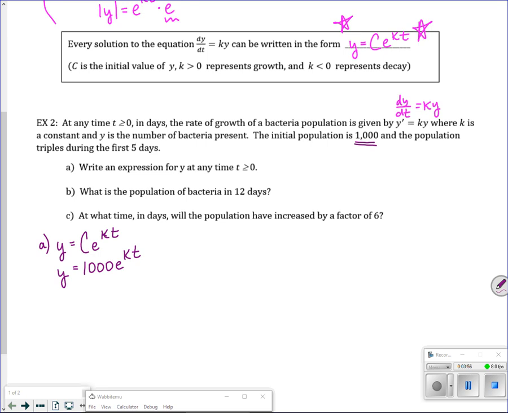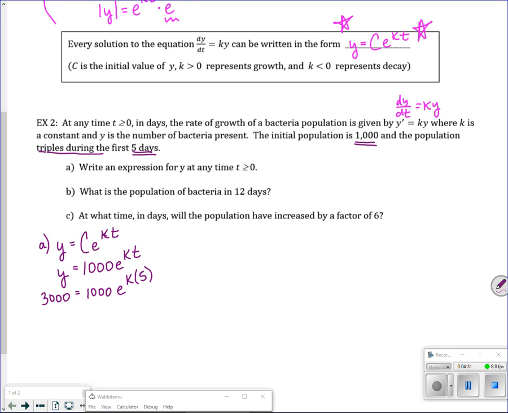Now the other information they give you is for finding the k value. It said that the population triples during the first 5 days. Or in other words, notice that t was in days. If I put in 5 for t, I would triple the population. So if it's 0, it's 1,000. Tripling would mean I would be at 3,000.